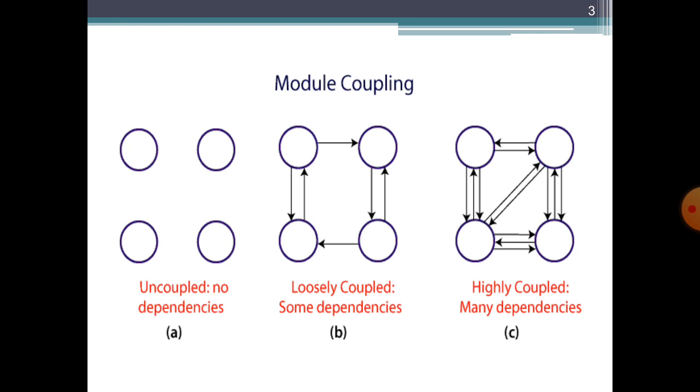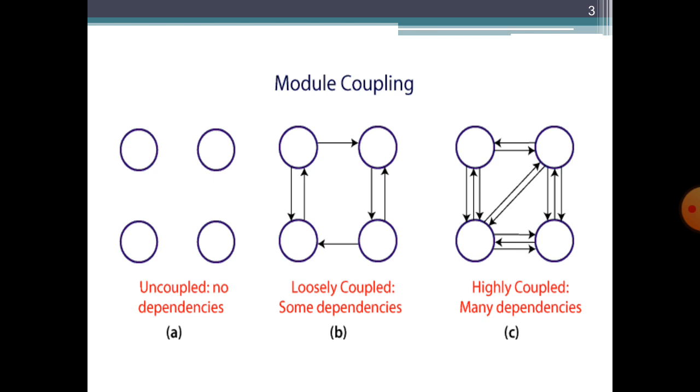So we can say the coupling increases as the number of calls between modules increases, or the amount of shared data is large. Thus it can be said that a design with high coupling will have more errors. This is represented in figures A, B, C; in figure C the number of calls between these four modules increases, and the amount of data shared is large. So we can conclude that a design with high coupling will have more errors.